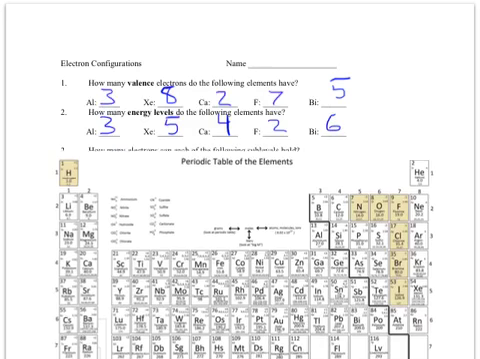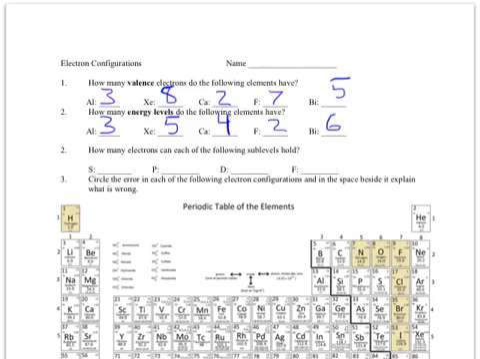Let's move on and ask, how many electrons can each of the following sublevels hold? So sublevels, basically you just have to commit this to memory. What we have is this. S can hold 2 electrons. And remember, the S part of the periodic table is here. So you have 1s and 2s. Helium we put over here. Then we have the P's.